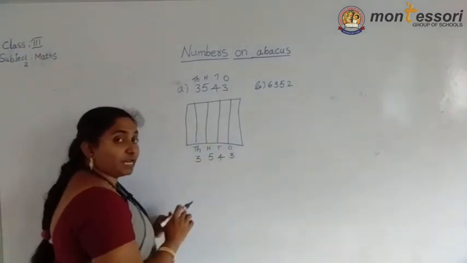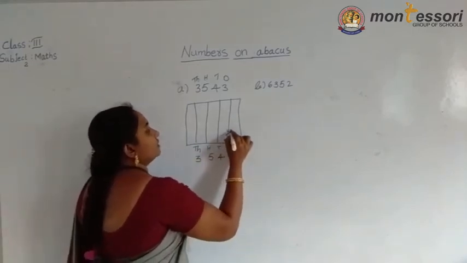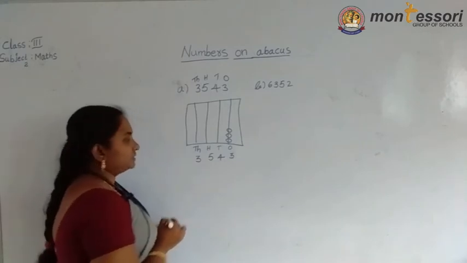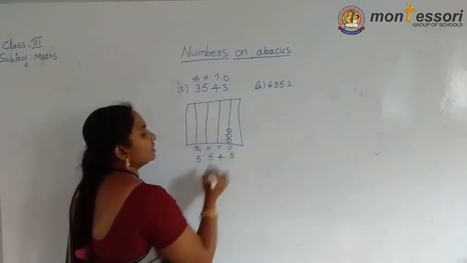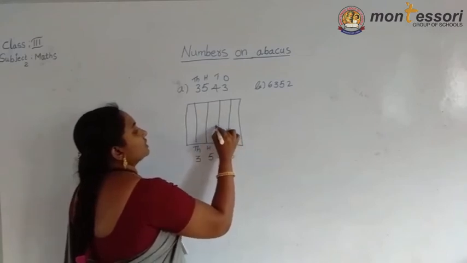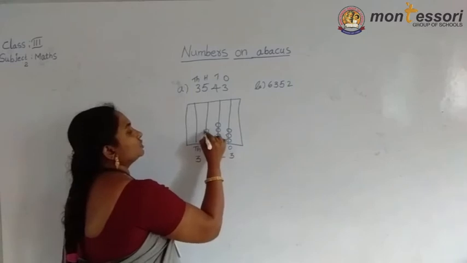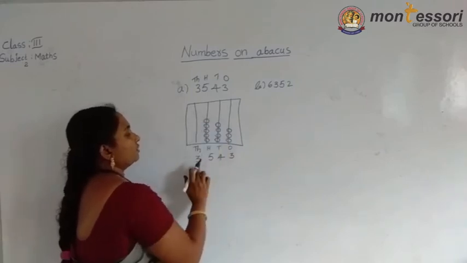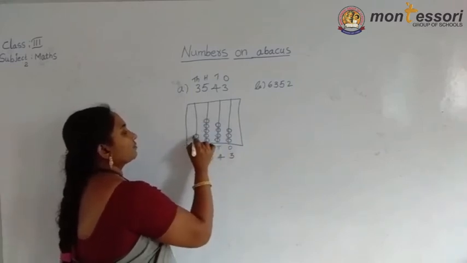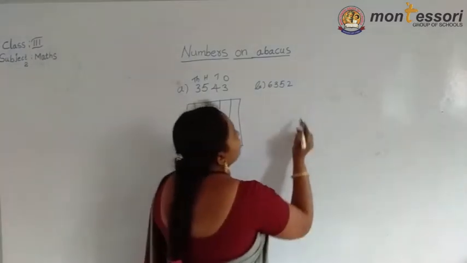Now here which number is there? 3. So now I draw 3 beads. Now here what is the number? 4. Now I draw 4 circles. Here 5. 1, 2, 3, 4, 5. Here 3. Okay, understood? And again the same as it is for this one also.